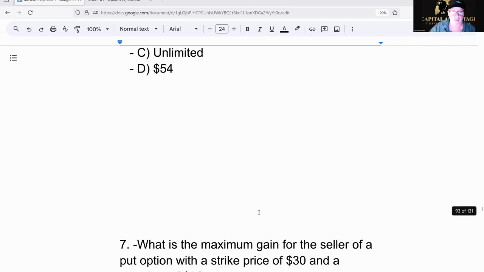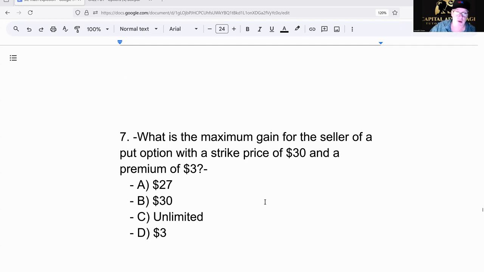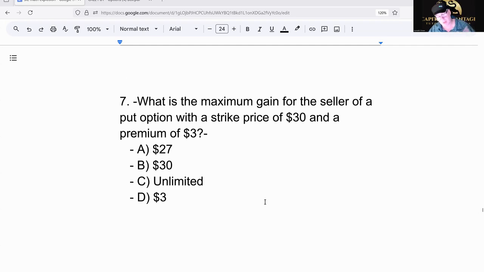Moving on. Max gain for a seller of a put. Remember, whenever you buy something, your max loss is a premium. Whenever you sell an option, your max gain is a premium when it's by itself. So this way, we're selling a put. We sold it for 3. Our max gain is 3. It's a premium.